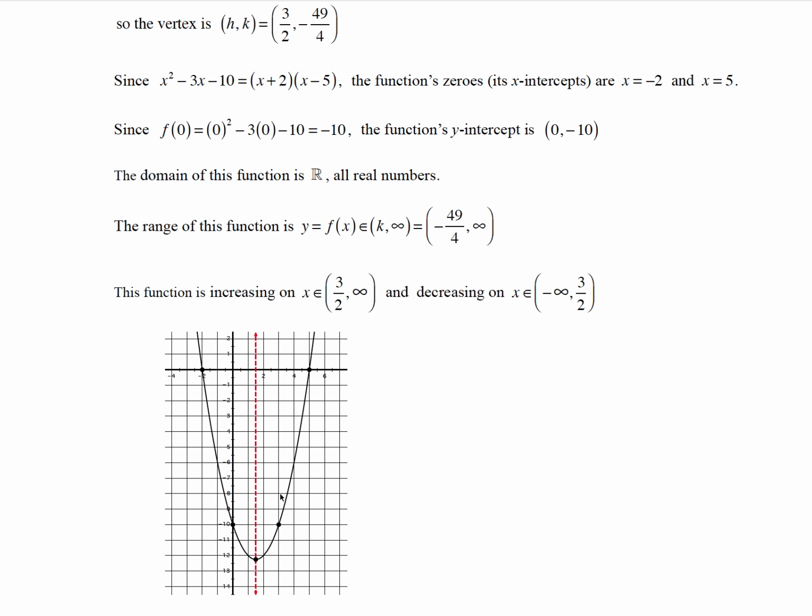And the x-intercepts are negative 2 and 5. Our y-intercept is negative 10. And we have another point reflected across the axis of symmetry here. So there's our 5 points. And remember, the axis of symmetry runs straight through the vertical line through the vertex. And so here's the sketch of the function.